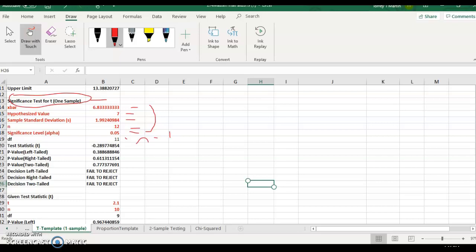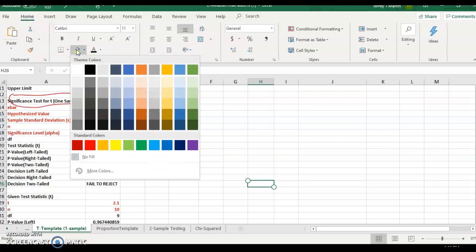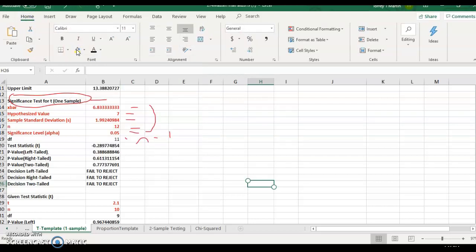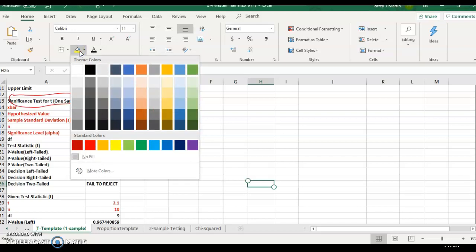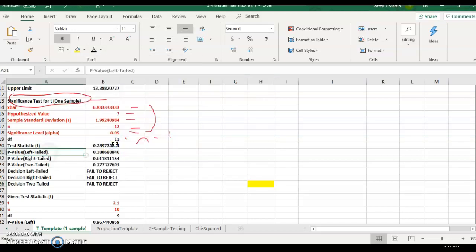Now remember, we're looking for a left tail test. So we're going to want this guy. There we go. Okay, so we're going to want a left tail test, which will give us 0.38868888846. Highlight that. And then with our final decision, again, it does it for you. We're going to want the fail to reject here for the left tail test.